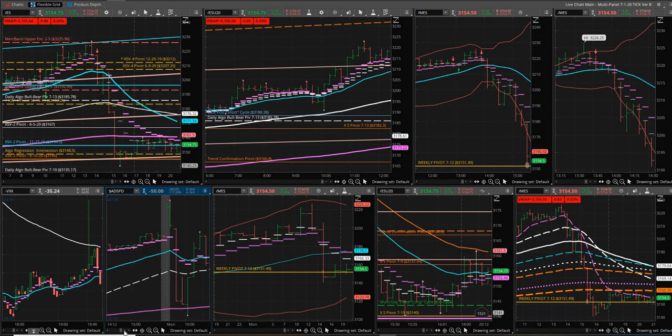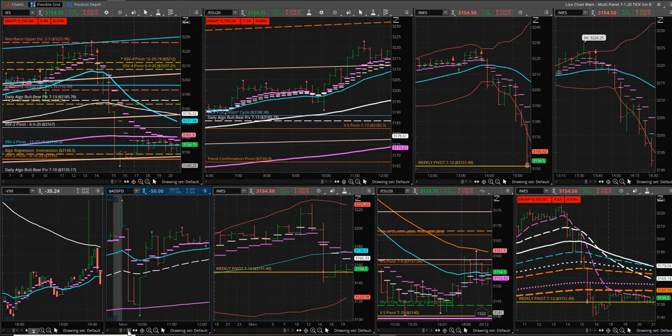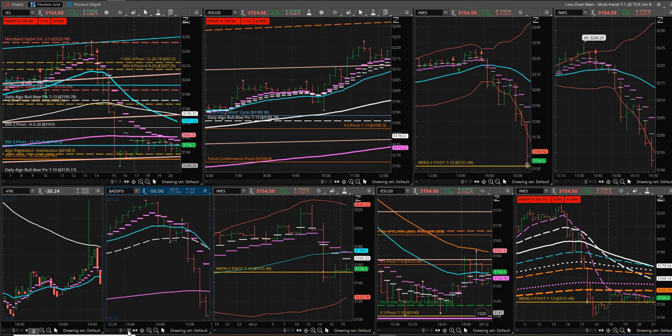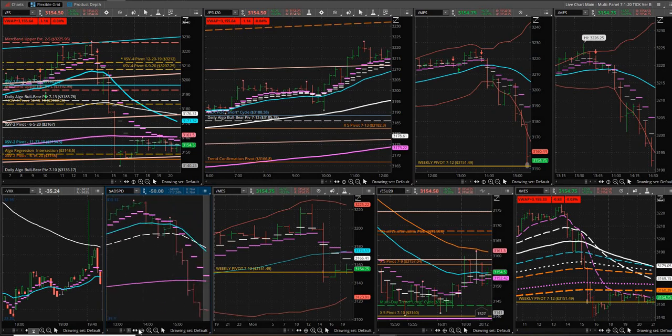But here what you've got is the advanced decline line with a couple of our proprietary oscillators on here. This cyan sloped line is the momentum algo. So this cyan line here on the 27-minute chart is a momentum algo, same thing as here on the 12-minute day trading chart.